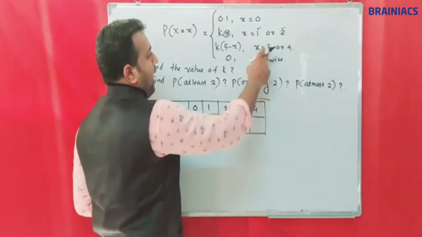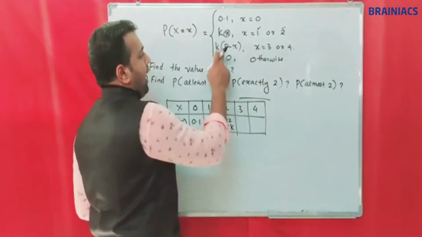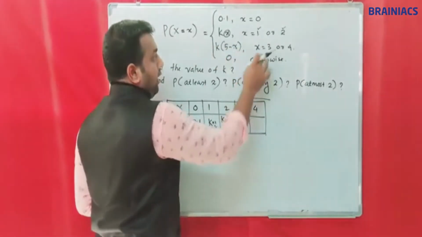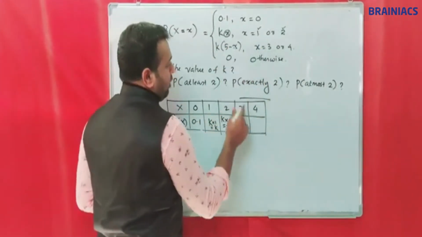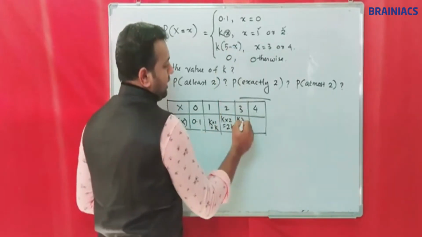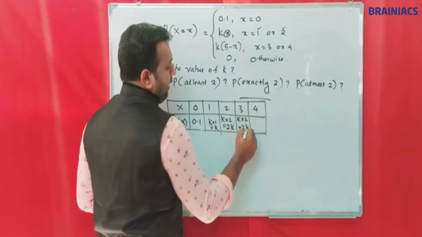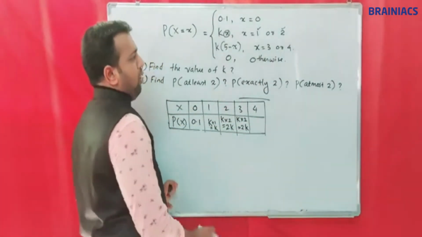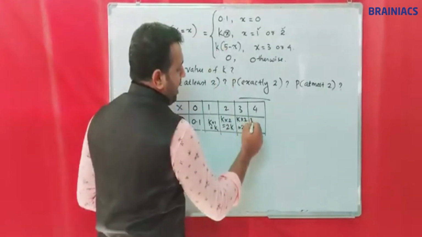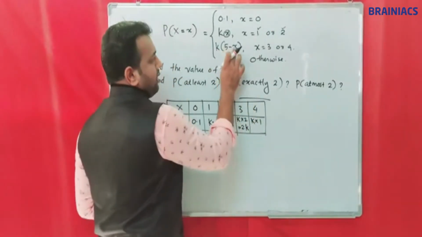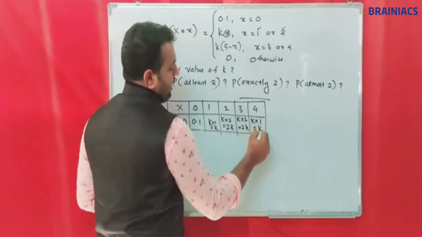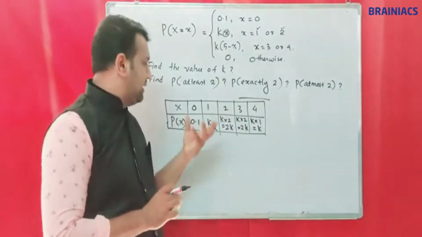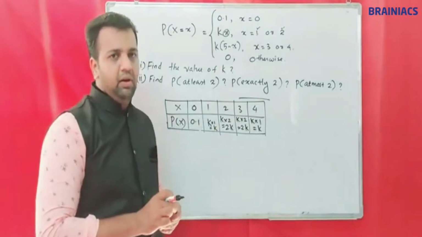And at x equal to 3, probability is k into (5 minus x). We put 3 for x, we get k into (5 minus 3), the answer is k into 2, so we get 2k. And x equal to 4, we get probability k into (5 minus 4), so we get the probability k. So now we construct a probability distribution table.